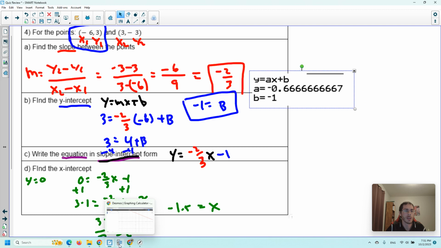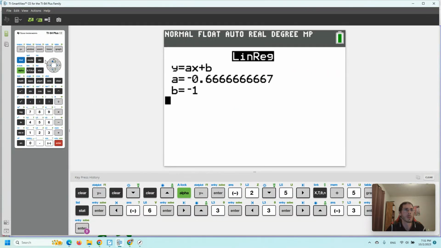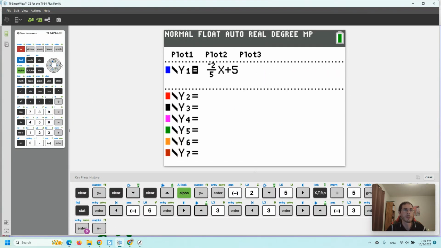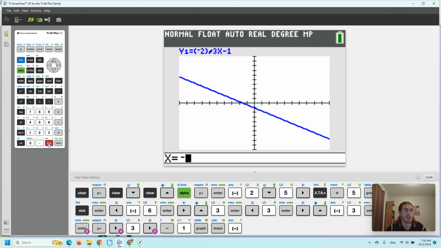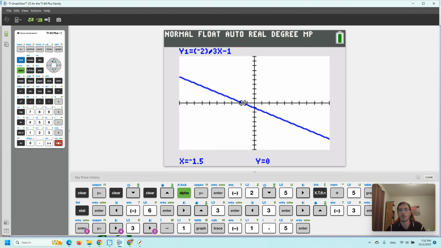So if I want to double check the x-intercept, what I'm going to do is come over to the graph, and I'm going to make the graph. With the graph, we said it was negative 2/3 x minus 1. If I graph it, we can see right there that looks like negative 1.5. So to double check, I'm going to type in negative 1.5. And that's it. I got negative 1.5, 0, because that's my x-intercept. That's my y-intercept. Everything looks really good there.